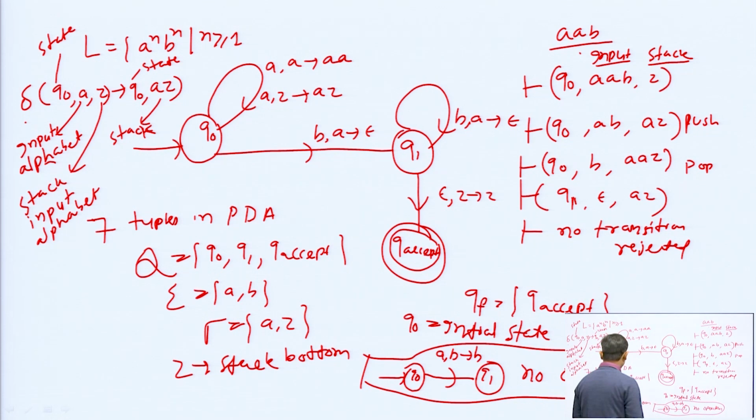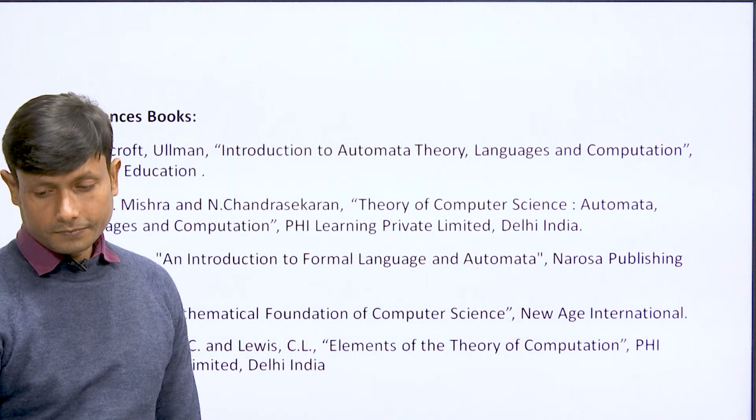So this is the pushdown automata. I gave one example, explained all the tuples, and showed how to design a pushdown automata using a stack. I also checked how a right string is accepted and how a wrong string is rejected. In the next class we will go to the deterministic pushdown automata and non-deterministic pushdown automata. For some languages there is a deterministic pushdown automata, and for some languages a non-deterministic one. We will go through this in the next lecture, and these are the references. Thank you.